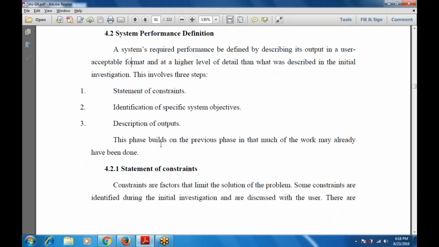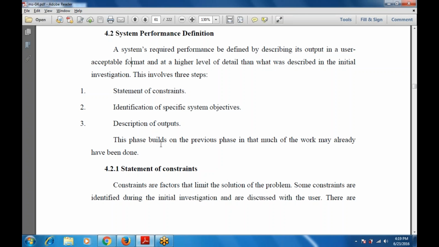Now, let's talk about the first one, that is the statement of constraints, or the statement of the rule that is known as the constraint. So constraints are the factors that limit the solution of the problem. So limiting the solution of the problem means what are the various solutions that are occupied with this problem, and some constraints are identified during the initial investigation and are discussed with the user.